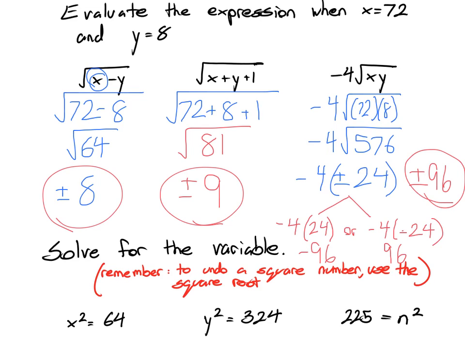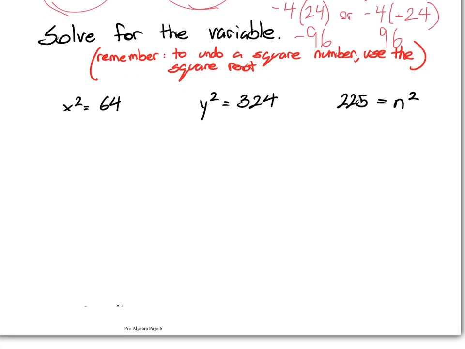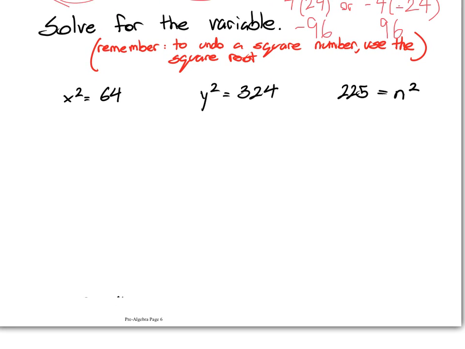And let's reverse this process by solving for the variable. Now remember what we said at the beginning of the lesson. We said that everything has an undo button. In other words, everything has an inverse operator. The undo of addition is subtraction. The undo of subtraction is addition. The undo of multiplication is division. The undo of division is multiplication, excuse me.